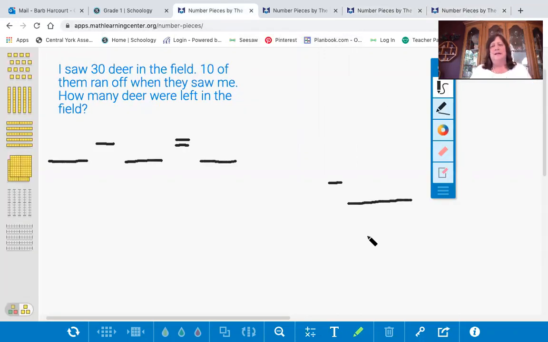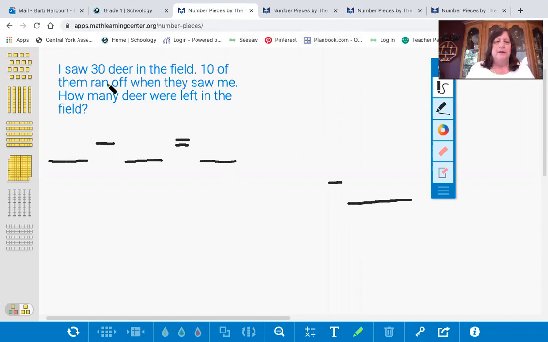Here it is with the deer. All right. I saw 30 deer in the field. 10 of them ran off when they saw me. How many deer were left in the field? So we want to figure out our story problem, what it should be. We should also, in order to do that, draw a picture to help us find our difference.